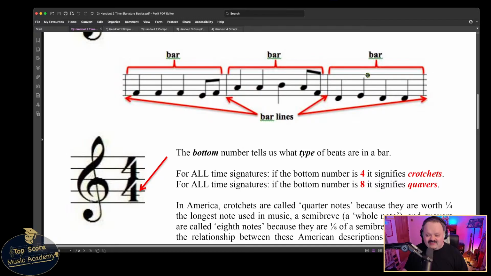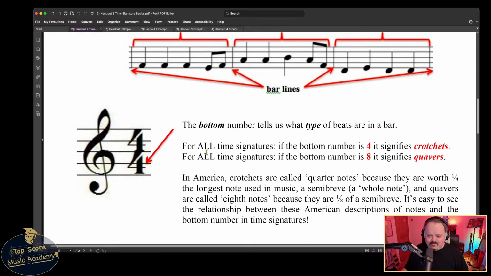And the last bar is just 4 crotchets or 4 quarter notes on their own. Dum, dum, dum, dum. So this rhythm is very simple. Most of it is just crotchets or quarter notes and a couple of eighth notes thrown in. So the American crotchets, quarter notes, because they're worth a quarter of the longest note we use in music, the semibreve. Americans call that the whole note. Yeah, it makes more sense now.